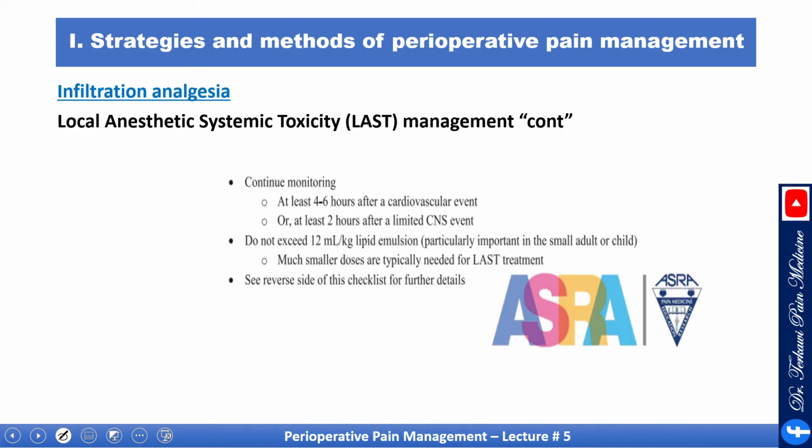Of course, you need to continue to monitor these patients for a few hours after that and send them to the ICU. And you can use the ASRA checklist always to remind yourself, and it will be nice to print it out and put it in the regional anesthesia cart or in the area where you do the regional anesthesia.